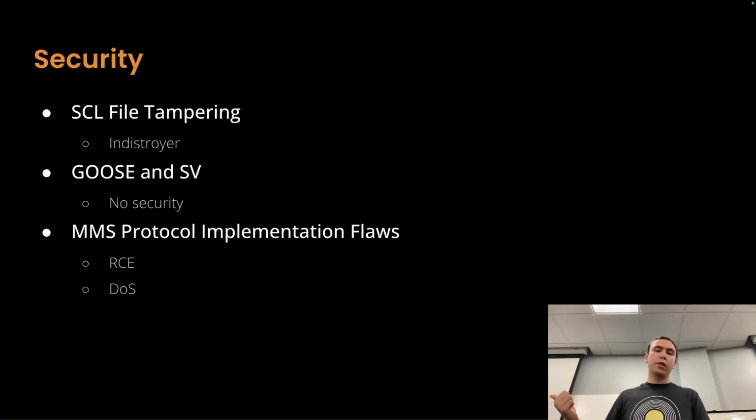Then you also have GOOSE and SV. There's no built-in security. Again, when you're dealing with time-sensitive data, there's literally not enough time to encrypt stuff. Encrypting it would take about the same amount of time it would take to normally just send it across. So they're like, we're not going to double our transmit times. So let's just stick with no security, is their mindset, so we can actually operate.